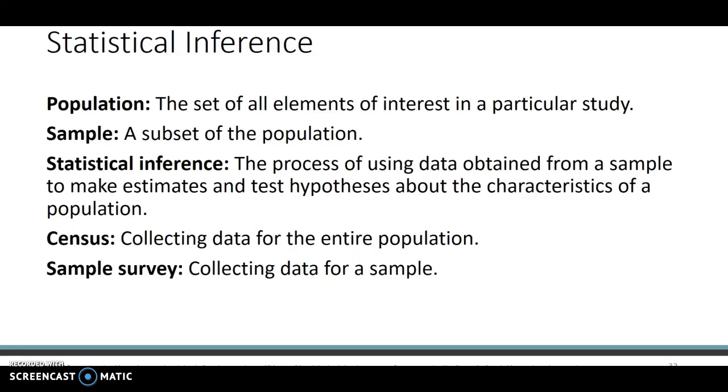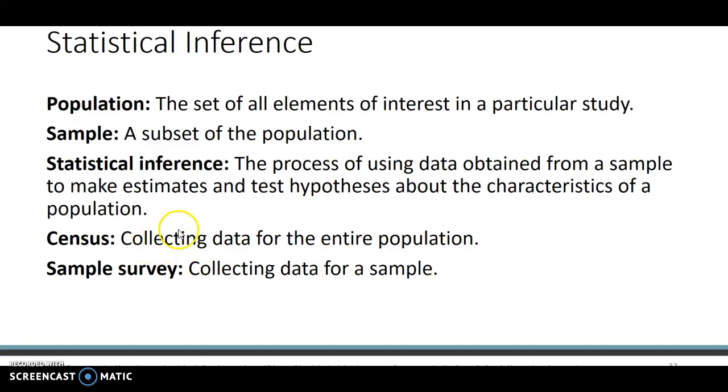Statistical inference is the process of using data obtained from a sample to make estimates and test hypotheses about the characteristics of a population. So maybe we stood out on the corner of, say, downtown Gadsden on First Friday, and we asked 70 people, who are you going to vote for in the upcoming election? We would use that sample of 70 people to infer, as long as we did our study properly, about the population as a whole on whether or not our candidate is going to win.